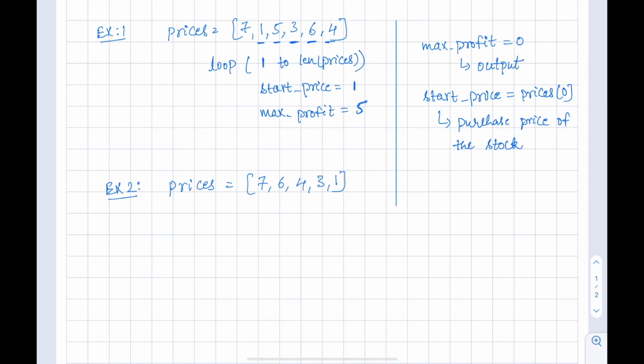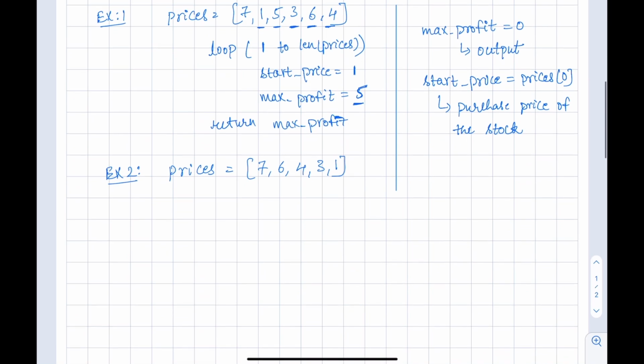Day 6, and the maximum profit that can be achieved is 4 minus 1, that is 3, and we already have a max profit of 5. Return this maximum profit. Return max profit. Okay, we have it. The example 1 is clear. Now let's go to the example 2.